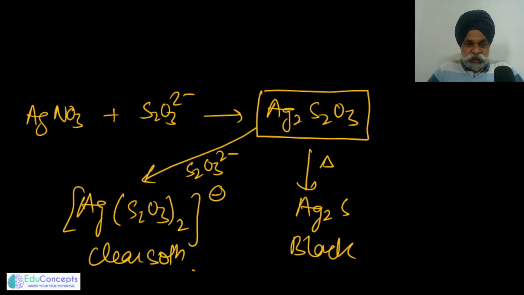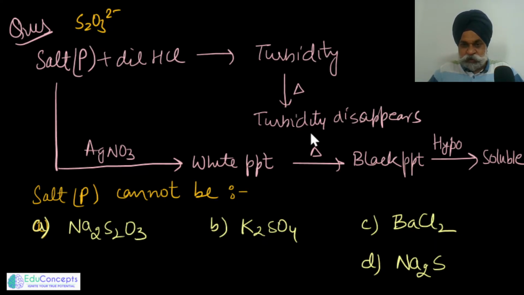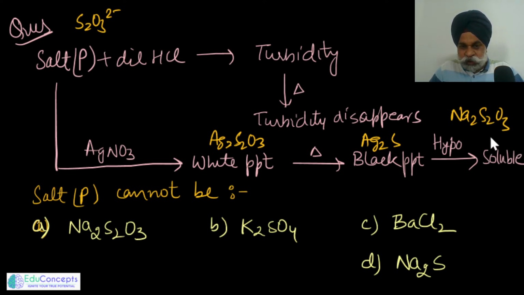So all these inferences are giving us the viewpoint that a white precipitate is first formed, and this white precipitate is of Ag2S2O3, and then black is of Ag2S. And if hypo is again added, hypo means sodium thiosulfate, it makes a soluble clear solution. So the question is asking which of the following a salt P cannot be. So make it a point, you need to be very watchful.